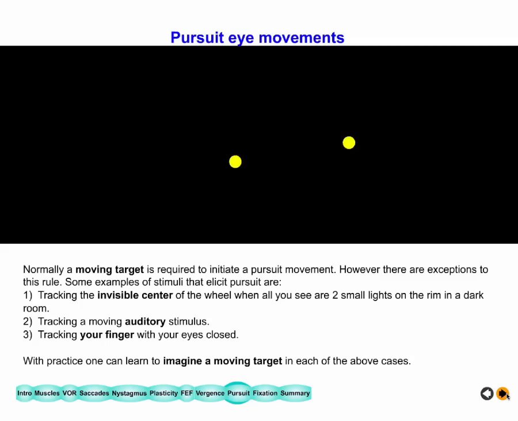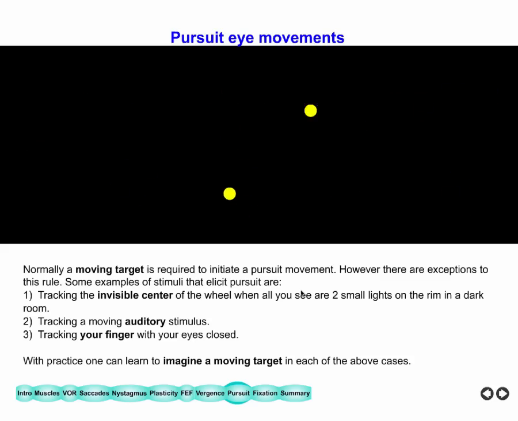So it has those phases. Now, there are situations, like you can see here, where you could imagine there's a center to this. This is a wheel. These are two lights on a wheel. You can try pursuing this. So this is an exception, and there are several other exceptions.